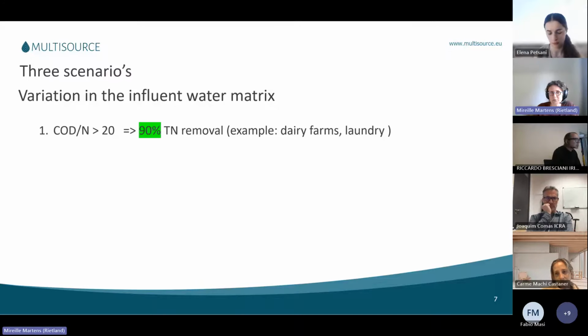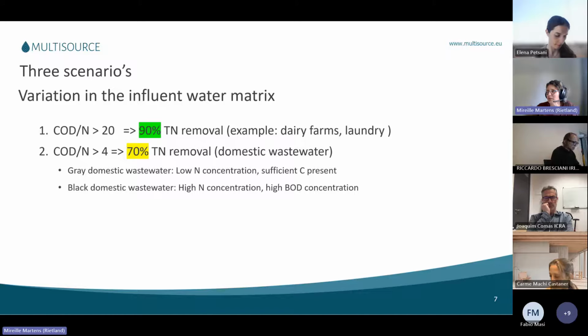A second part is again a COD ratio to total nitrogen that is a little bit more than 4. You can have 70% of nitrogen removal. We take into account domestic wastewater. If you split it up into gray domestic wastewater and black, in gray there is not so much nitrogen to be found because that's mostly in the urine. So you have a low nitrogen concentration, and there is a sufficient amount of carbon to do the denitrification because there's not so much in it.